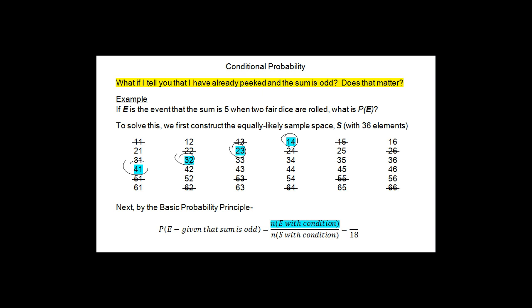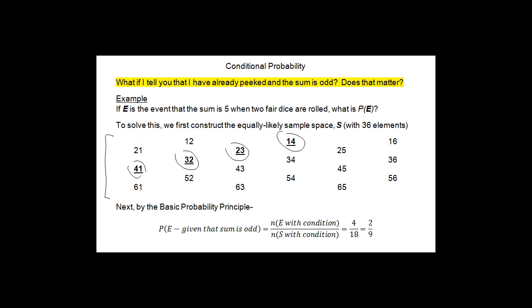So that means that the numerator stayed 4, the denominator changed from 36 to 18, that'll reduce to 2/9, but notice the probability changed from 1/9 to 2/9. It's twice as likely that you're going to get a sum of 5 if you know the sum is odd, because the numerator didn't change at all. The denominator got cut in half from 36 to 18. So it becomes twice as likely you're going to get that sum of 5.